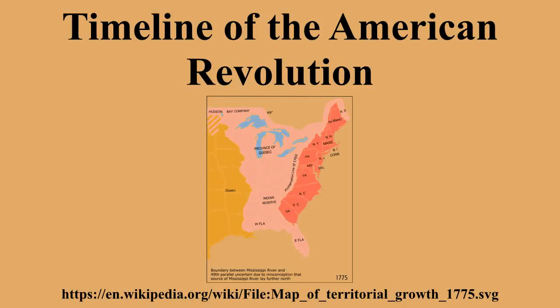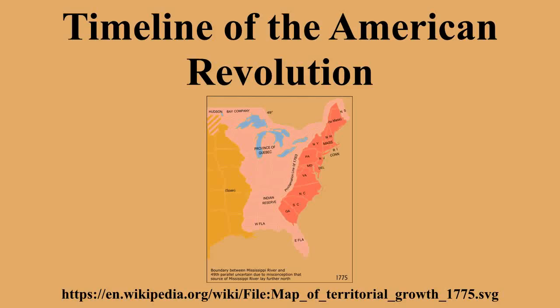Timeline of the American Revolution. Timeline of the political upheaval in the 18th century in which 13 colonies in North America joined together for independence from the British Empire, and after victory in the Revolutionary War combining to form the United States of America.